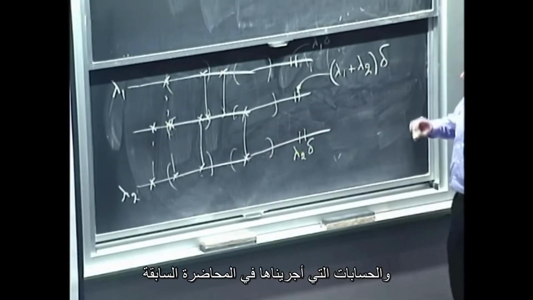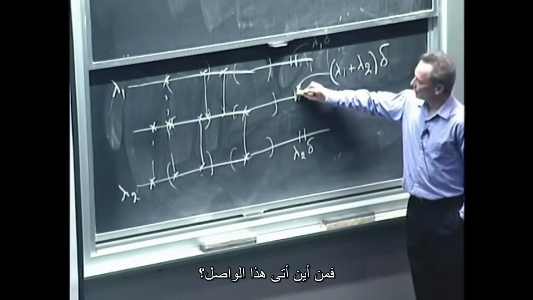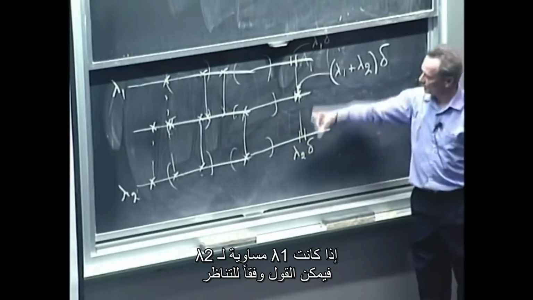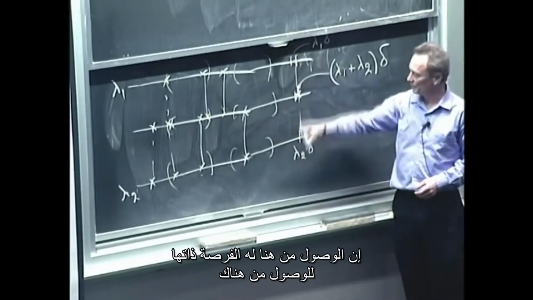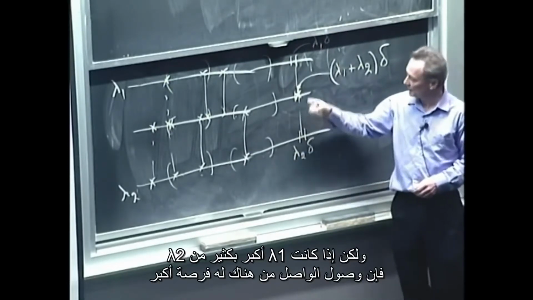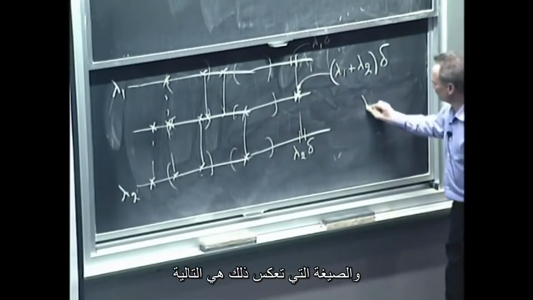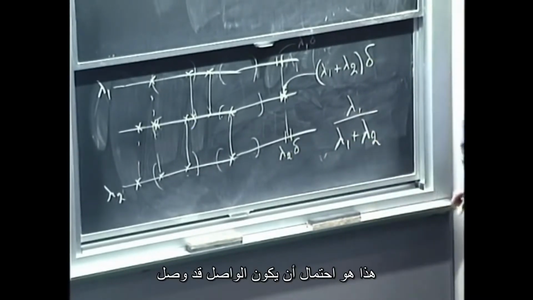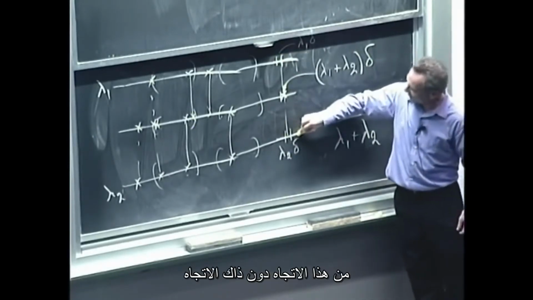And the calculation we did at the end of the last lecture: if I tell you that an arrival happened here, where did that arrival come from? Did it come from here or from there? If lambda 1 is equal to lambda 2, then by symmetry, you would say that it's equally likely to have come from here or to have come from there. But if this lambda is much bigger than that lambda, the fact that I saw an arrival is more likely to have come from there. And the formula that captures this is the following. This is the probability that my arrival has come from this particular stream rather than that particular stream.